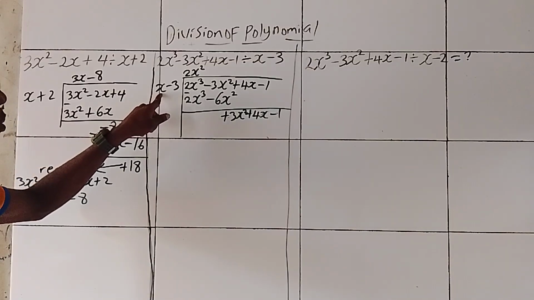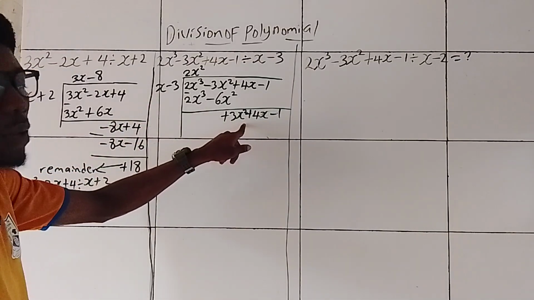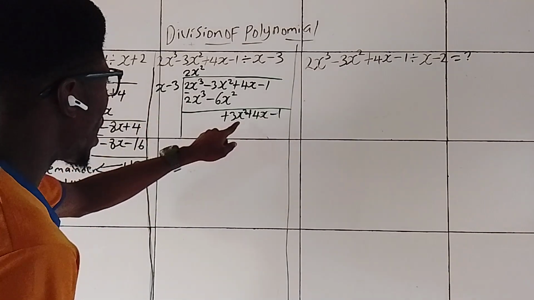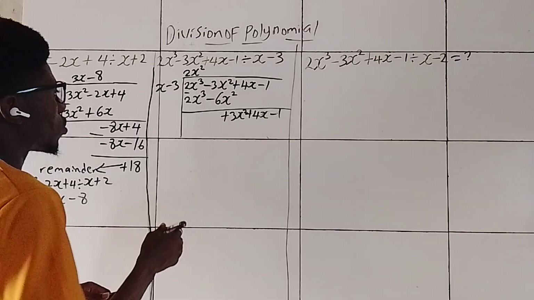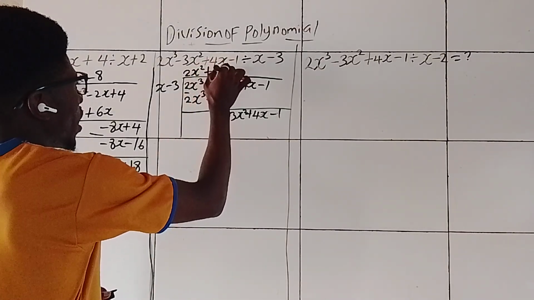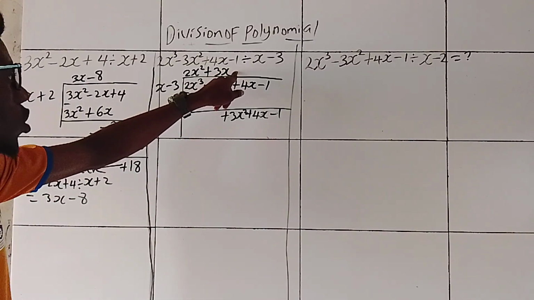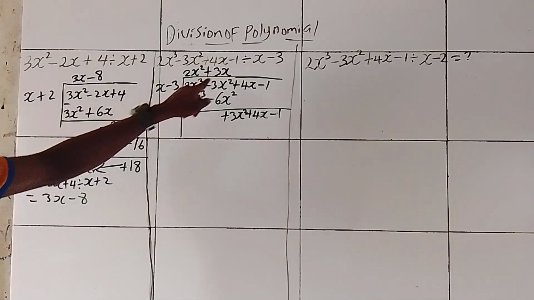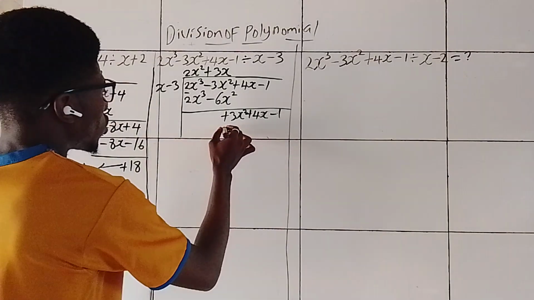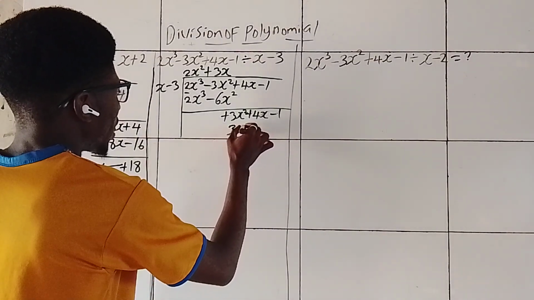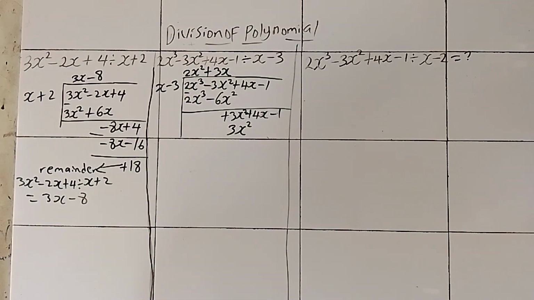So now we are going to check how many times x, the first term of the divisor, can go into this. So 3x squared divided by x, what are we going to be left with? Plus 3x, right? Yes, correct. Then we are going to use this to multiply our divisor. So 3x multiplied by x is going to be 3x squared, right? Yes. So now plus 3x multiplied by minus 3.